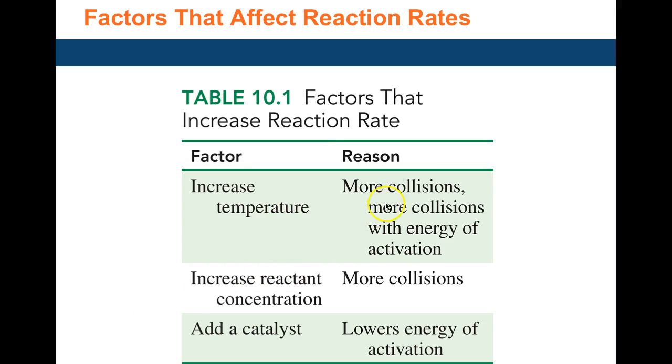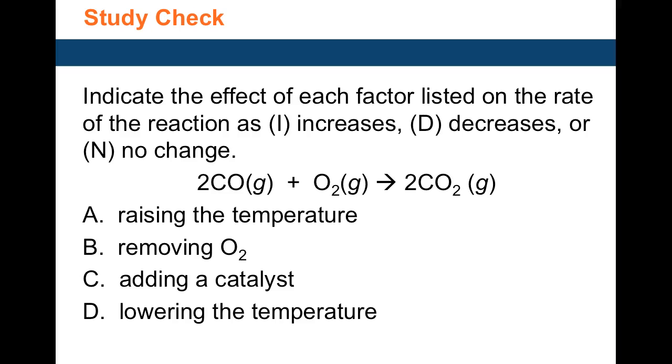So increasing temperature means more collisions, and more collisions can lead to successful collisions because they have enough energy to cross the activation energy barrier. Increasing reactant concentration can also lead to more collisions because there are more reactants per density in a small area, and therefore more successful collisions. Adding a catalyst will just lower that energy barrier so that more of the reactants can become products.